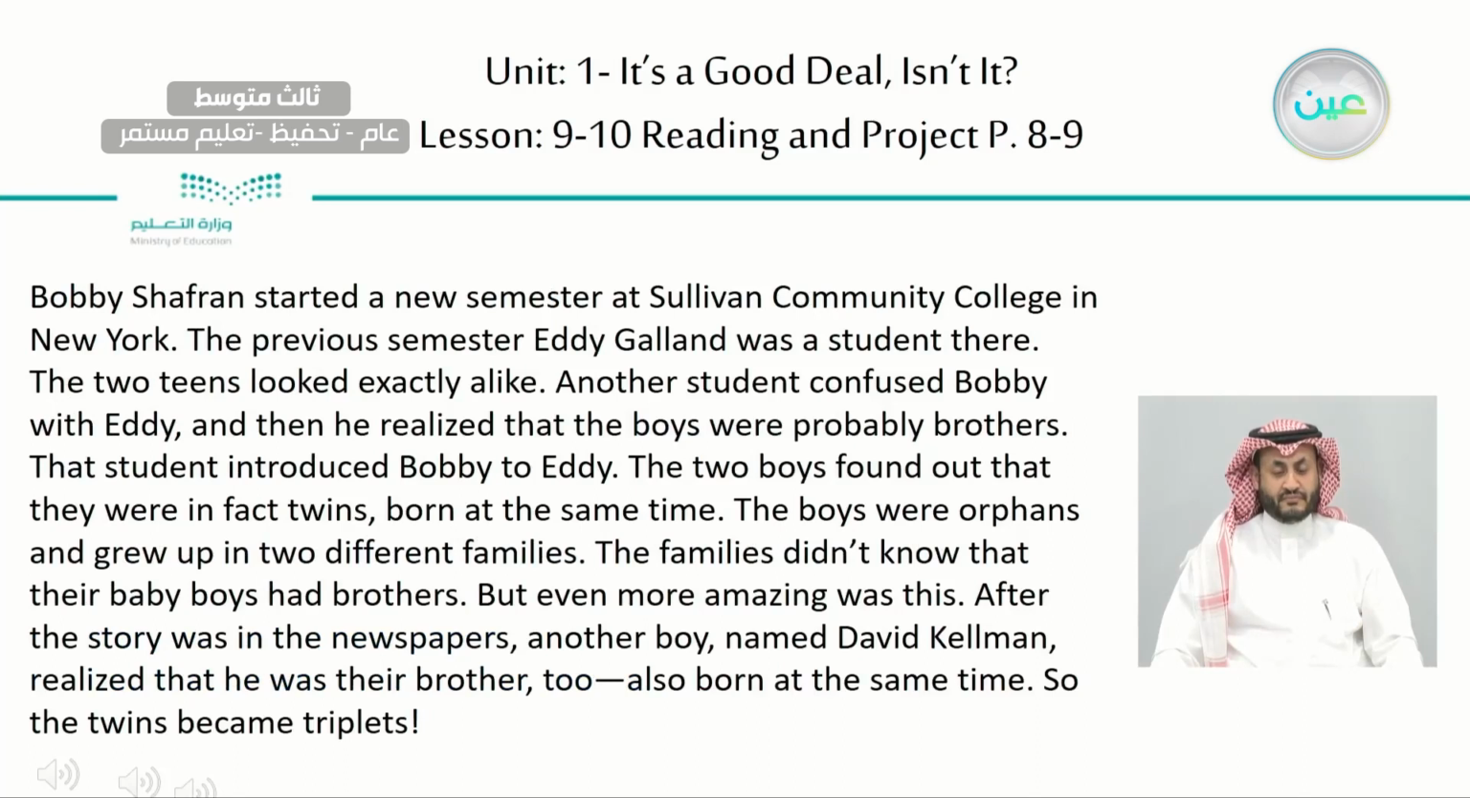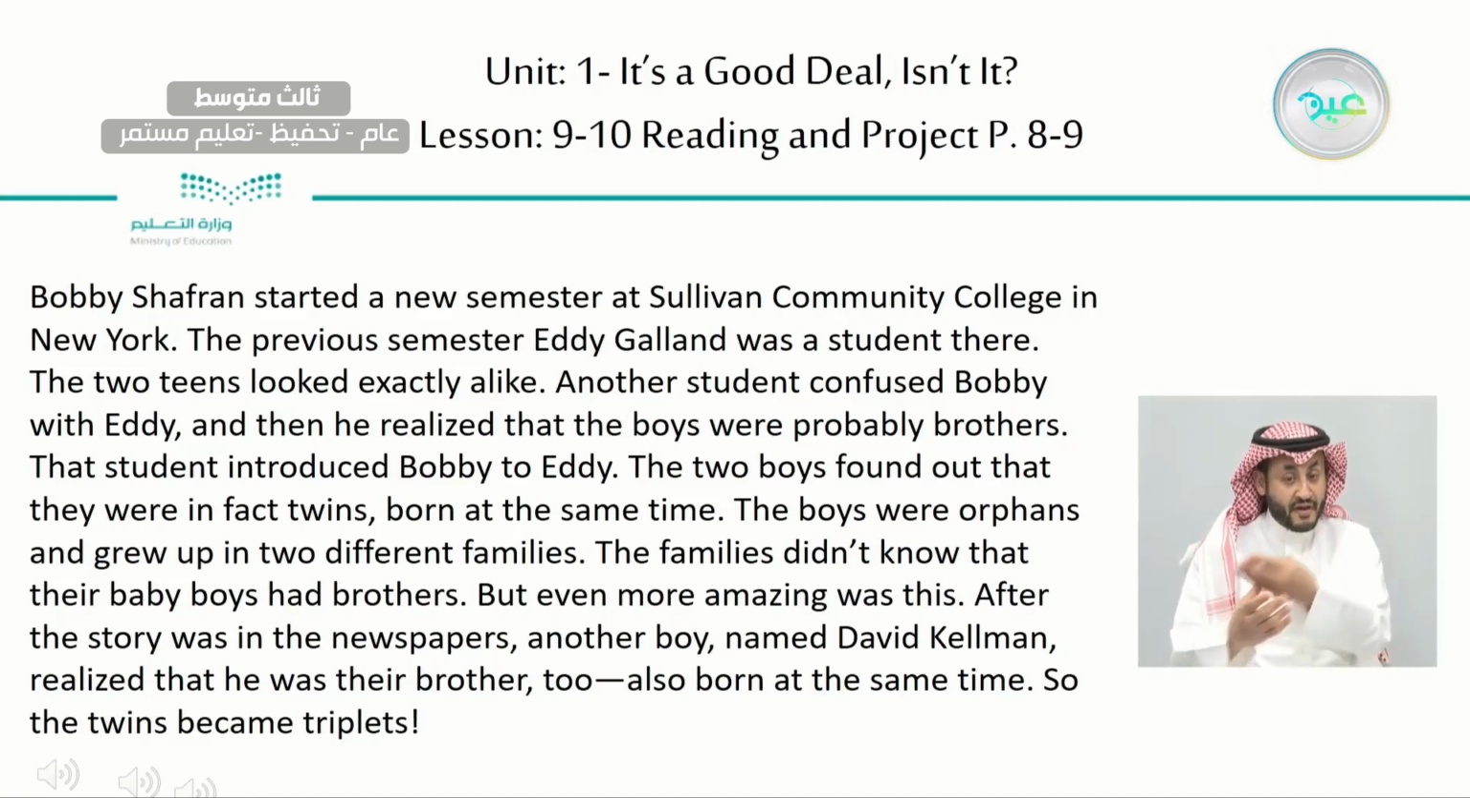Bobby Shafran started a new semester at Sullivan Community College in New York. The previous semester, Eddie Galland was a student there. The 2 teens looked exactly alike. Another student confused Bobby with Eddie. And then he realized that the boys were probably brothers. That student introduced Bobby to Eddie. The 2 boys found out that they were in fact twins, born at the same time. The boys were orphans and grew up in 2 different families. The families didn't know that their baby boys had brothers.